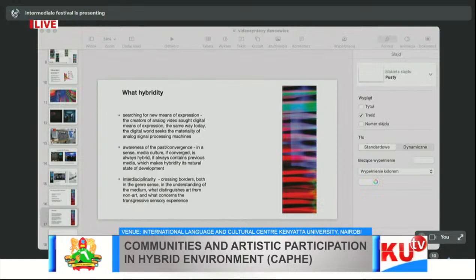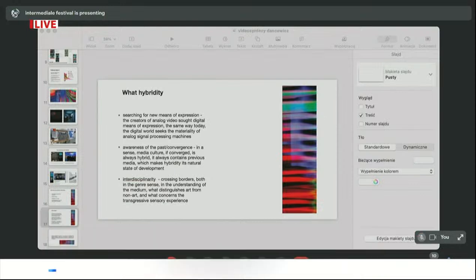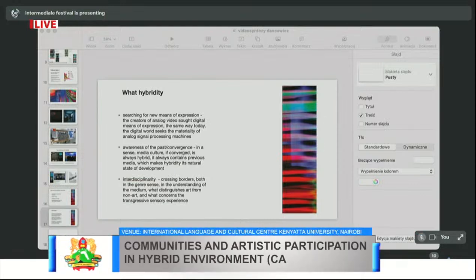This hybridity idea also lies on awareness of the past, of media convergence, in the sense that media culture is always converged, so it is always hybrid. It always contains previous media, which makes hybridity its natural state of development. And on interdisciplinarity, crossing borders both in the genre sense and in the understanding of medium, what distinguishes art from non-art, and what concerns the transgressive sensory experience.